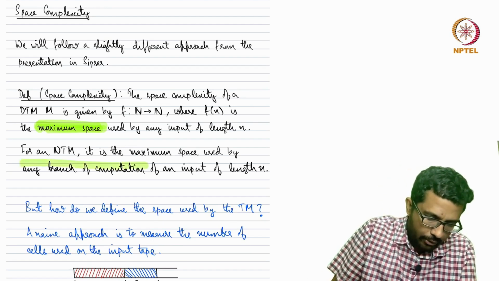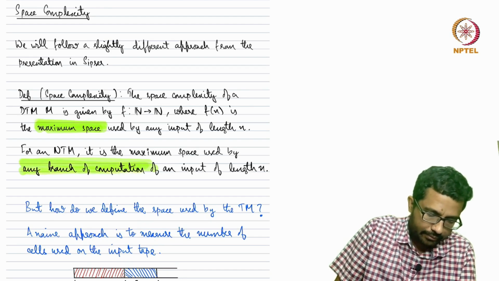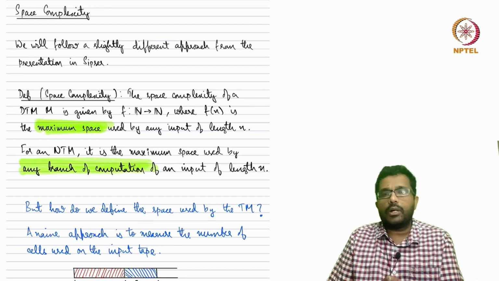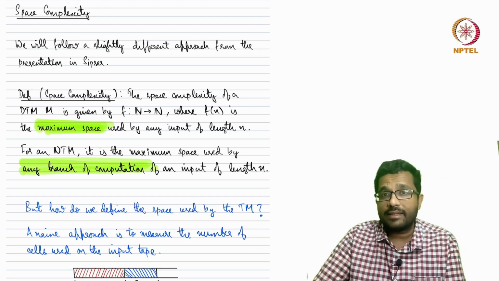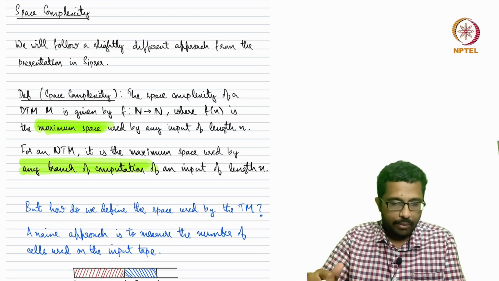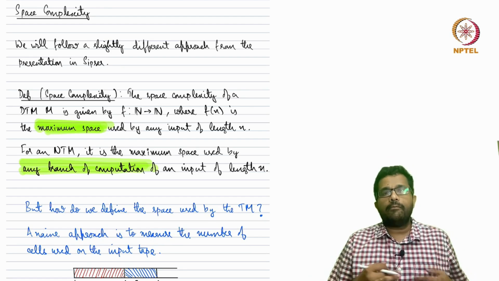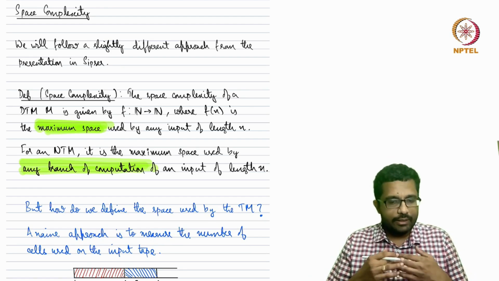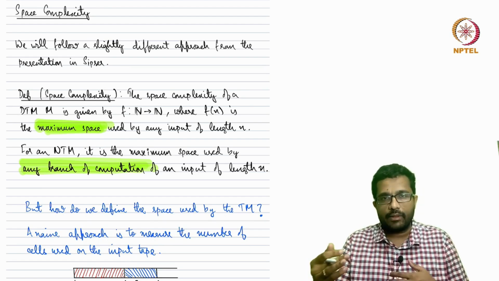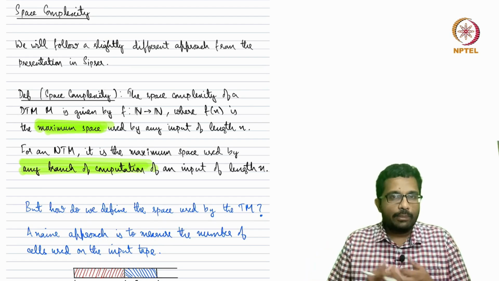So in a non-deterministic Turing machine, it is the maximum over all the branches of computation. So this is similar to how we define time complexity, but just that we are now measuring space instead of time. But the notion of time was rather well defined, right? We just took time to be the number of steps. But what is space?